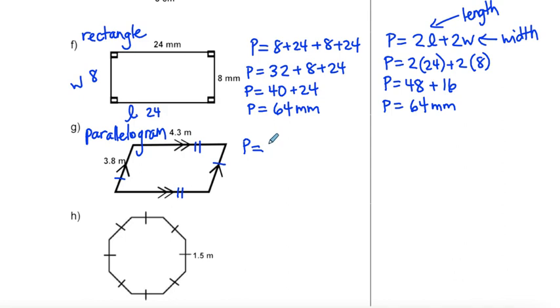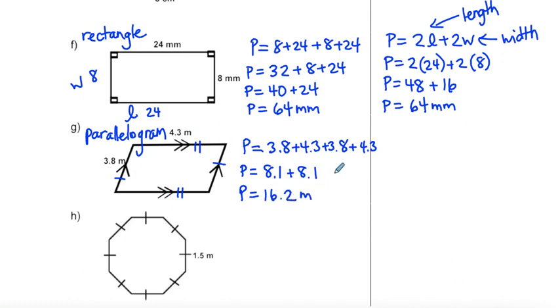So my perimeter is 3.8 plus 4.3 plus 3.8 plus 4.3. 3.8 plus 4.3 is 8.1. 3.8 plus 4.3 is also 8.1. You'll notice again I did 2 steps in one, and that's okay. You can do that. And 8.1 plus 8.1 is 16.2, and my units are meters.